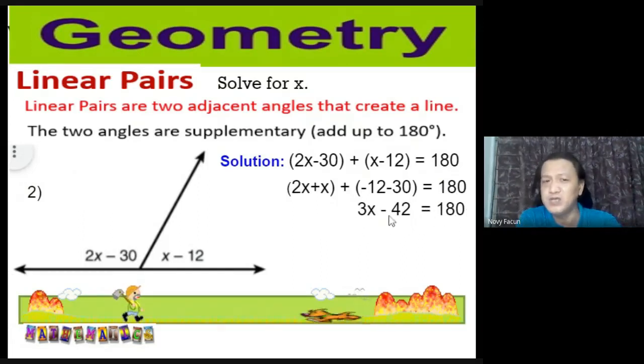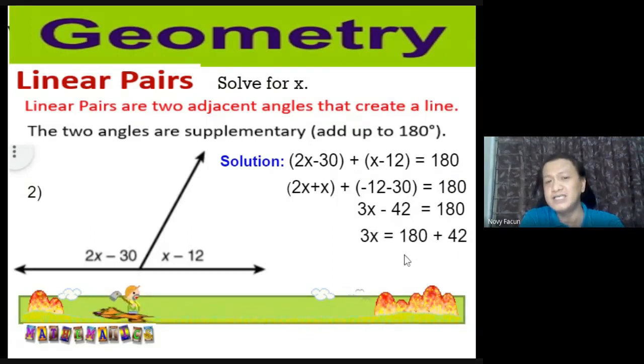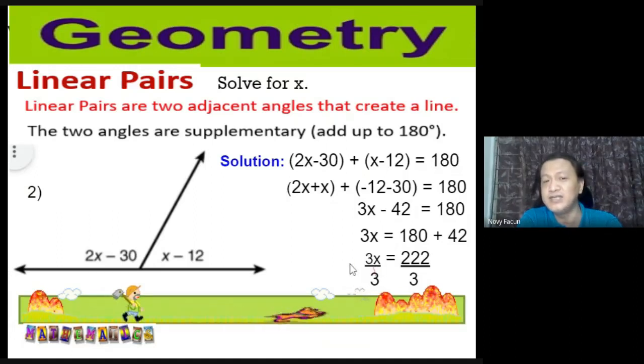Then transpose natin yung negative 42 sa kabila, magiging positive. Kaya magiging 3x equals 180 plus 42. And the sum of this, that is 222. Kaya magiging 3x over 3, cancel na yung 3 dyan. Pero ang quotient ni 222 over 3, that is x equals 74. So, yan na yung value ng x natin.